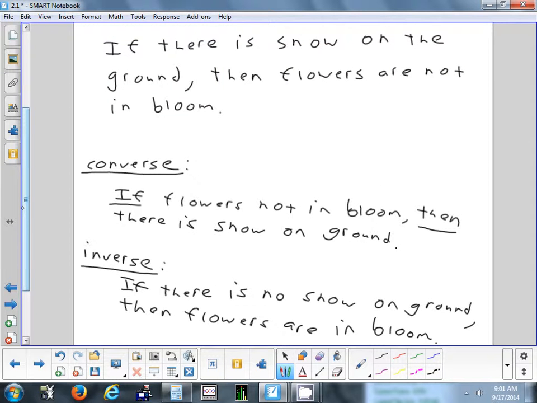It said, if the flowers are in bloom, then there is no snow on the ground. Well, with an inverse, you've got to keep the snow part in the first half, and you've got to keep the flower part in the second. So we can't switch the hypothesis and conclusion with an inverse. But there's really not that many other ways to say the first part. The flowers are blooming. You could say something like that, or flowers are in bloom. But just minor variations on that.